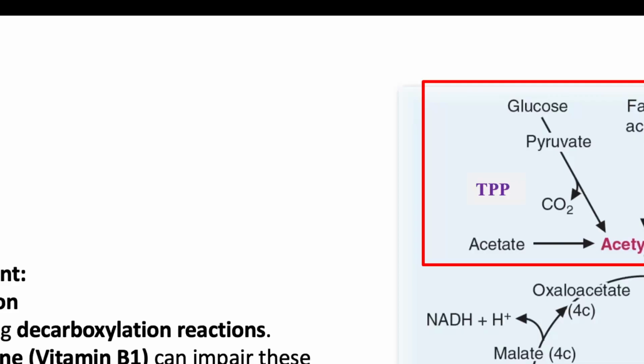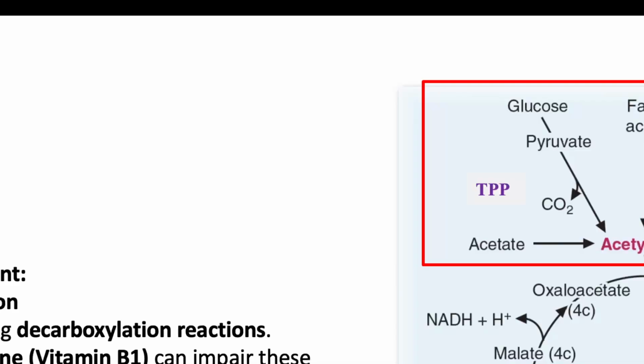And TPP is something which is formed when you take enough thiamine or vitamin B1. So deficiency in thiamine can impair these steps, leading to issues like beriberi or disrupted energy metabolism. So this is an important component of the vitamin B1 or thiamine complex, forming the coenzyme which is necessary for conversion of pyruvate to acetyl-CoA, as well as in the alpha ketoglutarate decarboxylation reaction. It acts as a coenzyme.